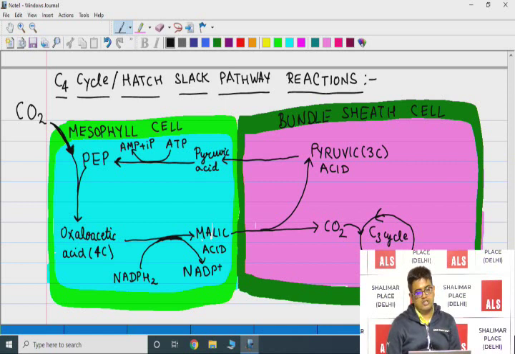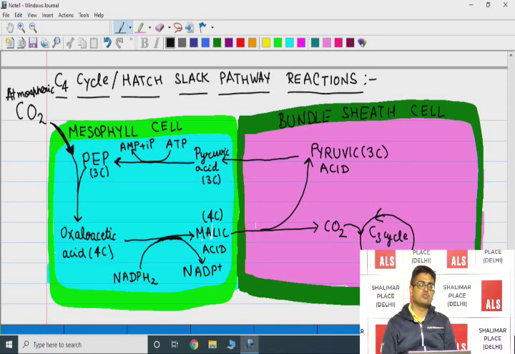So, what are the changes happening here? Please look at it again. Carbon dioxide enters from the atmosphere. So, let me write here, atmospheric carbon dioxide enters the mesophyll cell, forms oxaloacetic acid. So, oxaloacetic acid is the first product of the C4 cycle, or the first photosynthetically fixed compound. It gets converted into another 4-carbon compound called malic acid. I have written the number of carbons on each and everything.